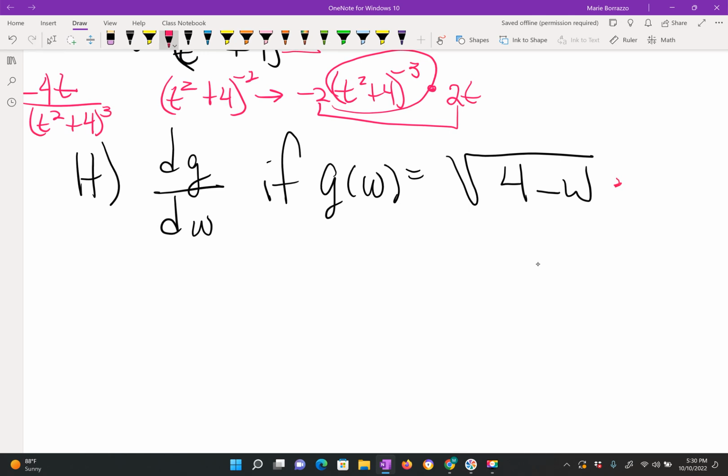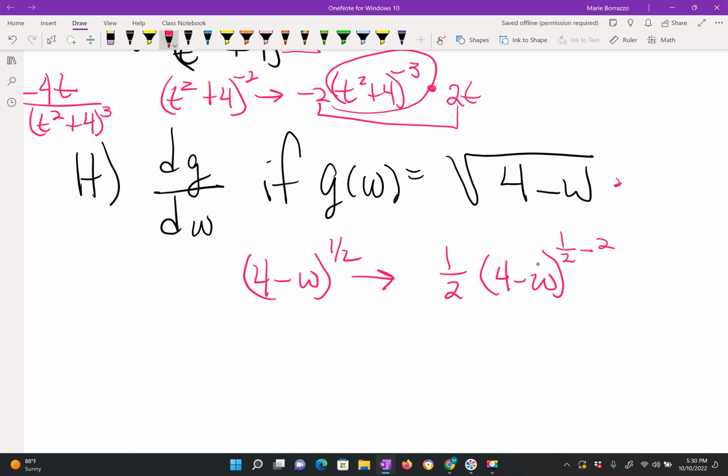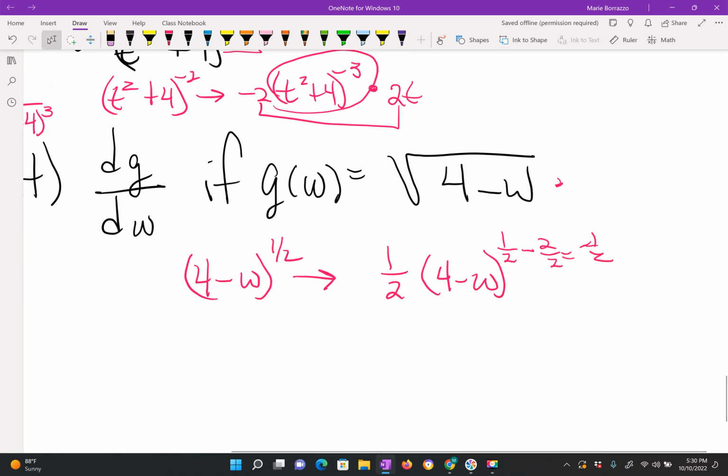Alright, so what about this guy? What are we doing here? You have 4 minus w to the power of 1/2. Okay, and then you have 1/2 times 4 minus w to the power of negative 1/2, right, because it's 1/2 minus 1, which is really 2 over 2, which results in negative 1/2. Okay, wonderful. Now what? There's something missing.